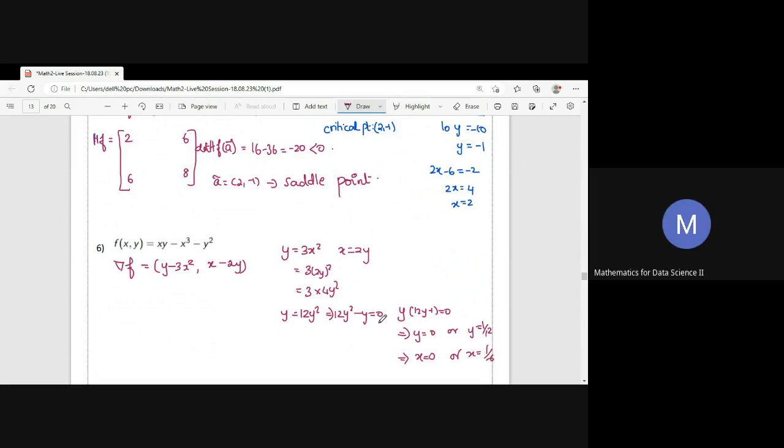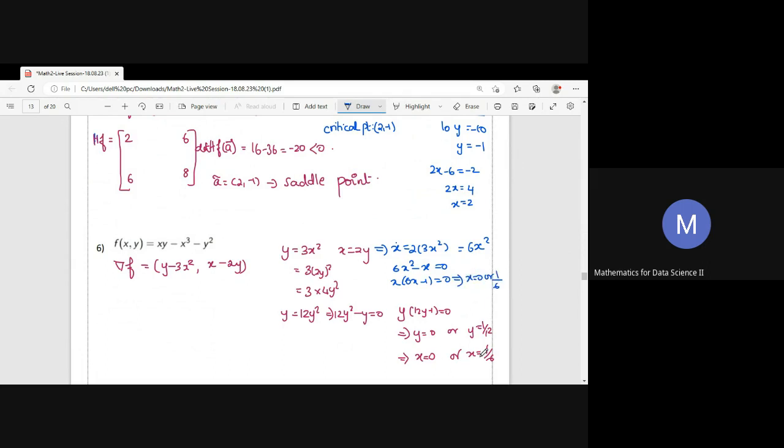Are you going to get the same answer if you substitute 3x squared in place of y? Yes. Okay, so you can do it either way. Here you get 6x squared minus x is equal to 0. So x times (6x minus 1) equal to 0, which gives you x is equal to 0 or 1 by 6.